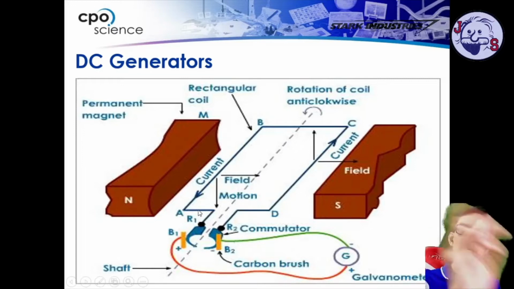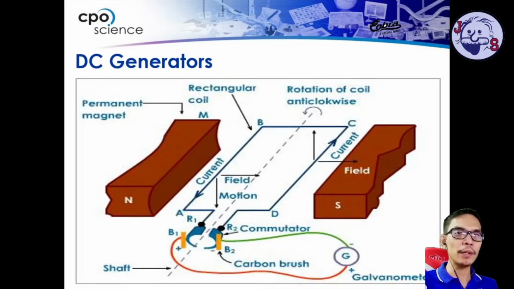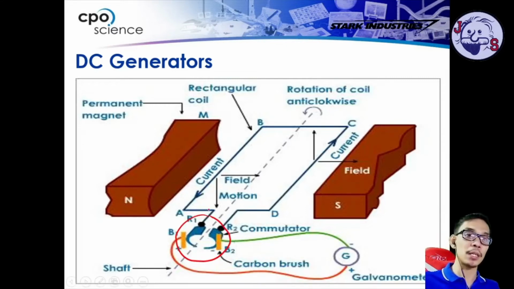In the DC motor, or rather generator, the same as the motor, it has a commutator as one of its main parts. So that is one of the main characteristics that you should look at in your DC generator. It produces a direct current.